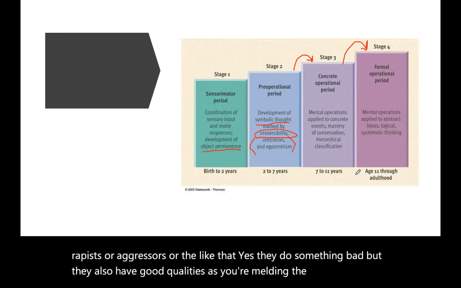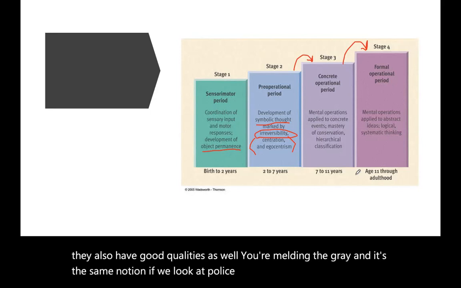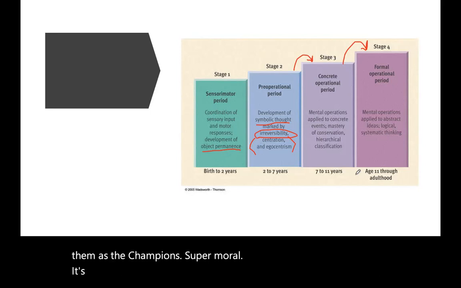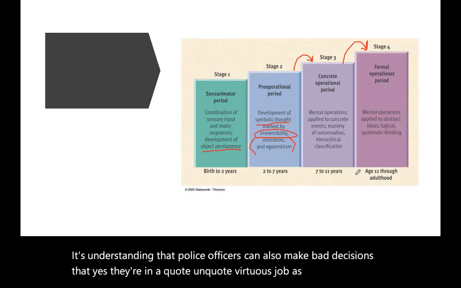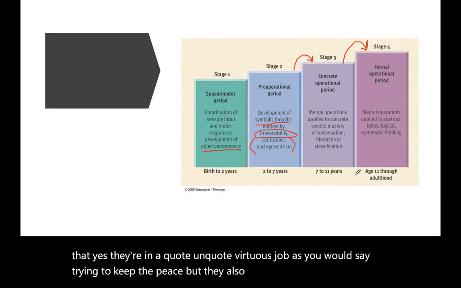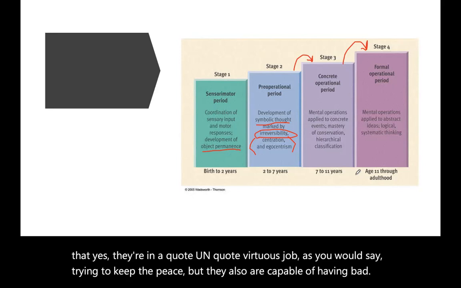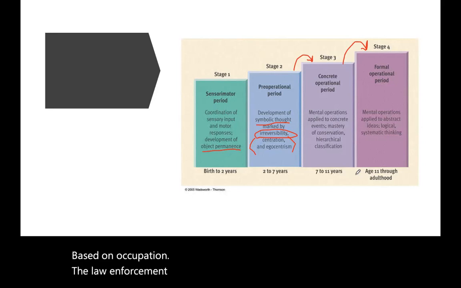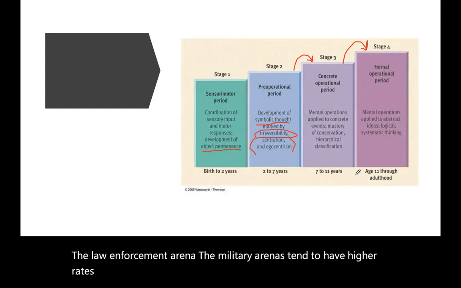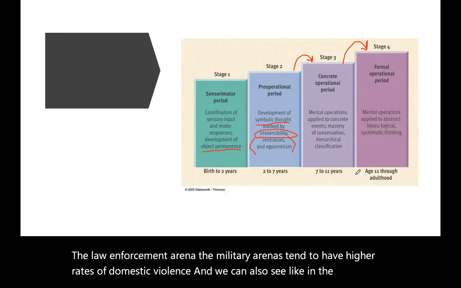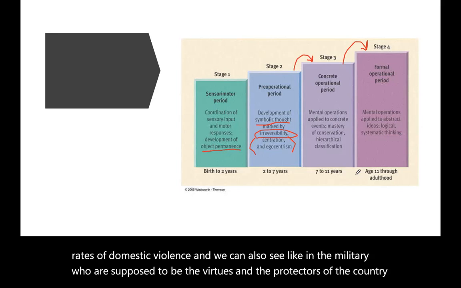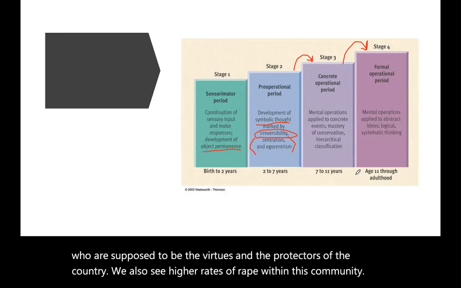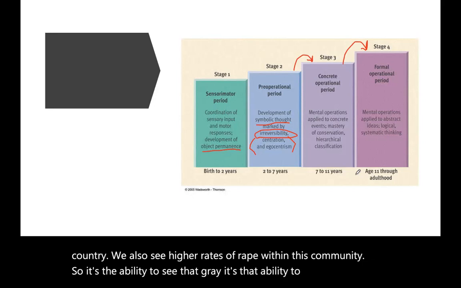You're melding the gray. And it's the same notion if we look at police officers. Instead of seeing them as the champions, super moral, it's understanding that police officers can also make bad decisions. That yes, they're in a quote unquote virtuous job, as you would say, trying to keep the peace, but they also are capable of having bad qualities as well. One being, if we look at things like domestic violence based on occupation, the law enforcement arena and the military arenas tend to have higher rates of domestic violence. And we can also see, like in the military, who are supposed to be the virtues and the protectors of the country, we also see higher rates of rape within this community. So it's the ability to see that gray. It's that ability to see the humanness in everyone, okay?